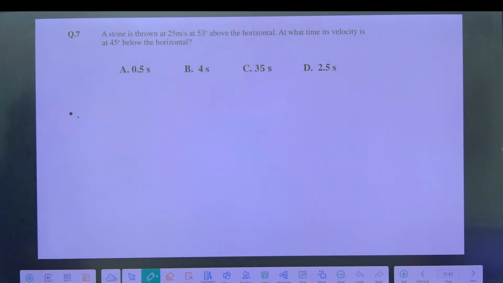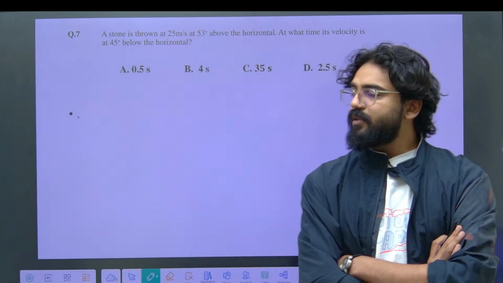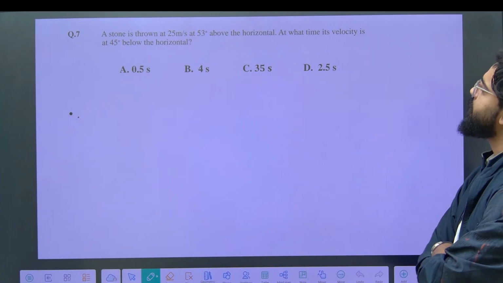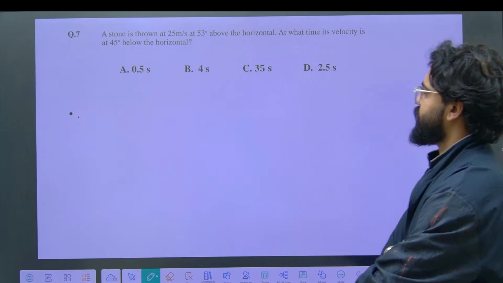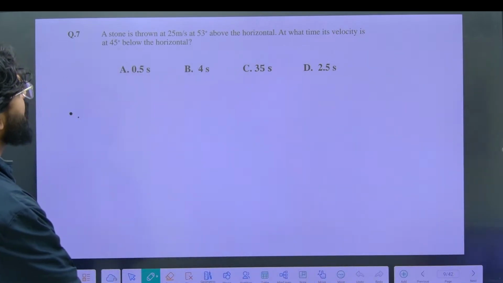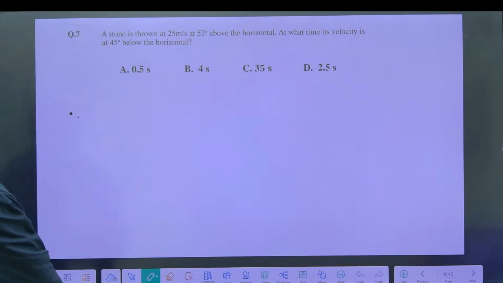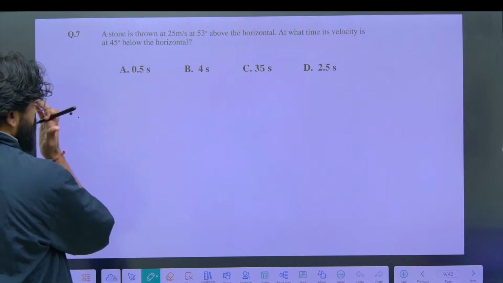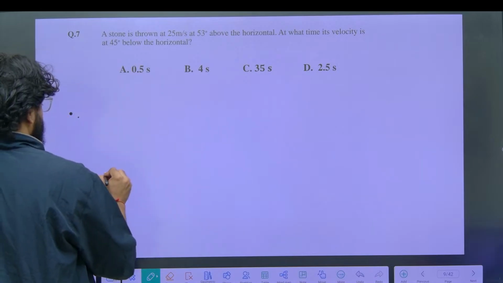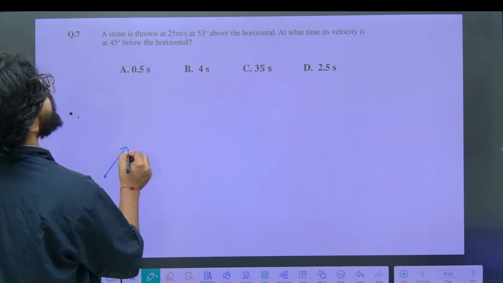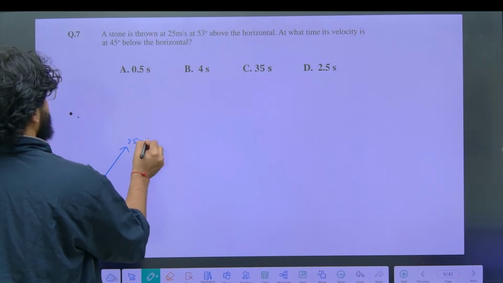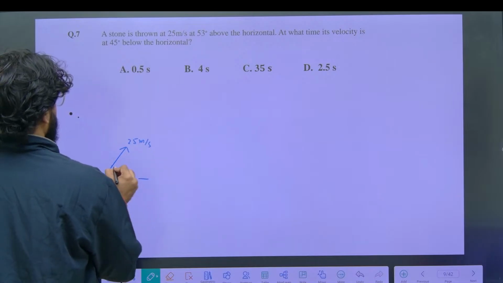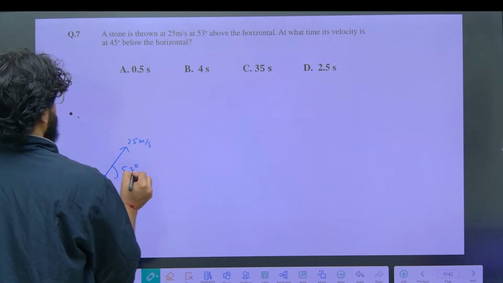Chaliye. We can read the question. A stone is thrown at 25 meter per second at 53 degree above the horizontal. At what time is its velocity at 45 degree below the horizontal? So the question is this: this is 25 meter per second, the initial velocity, and this is 53 degree.